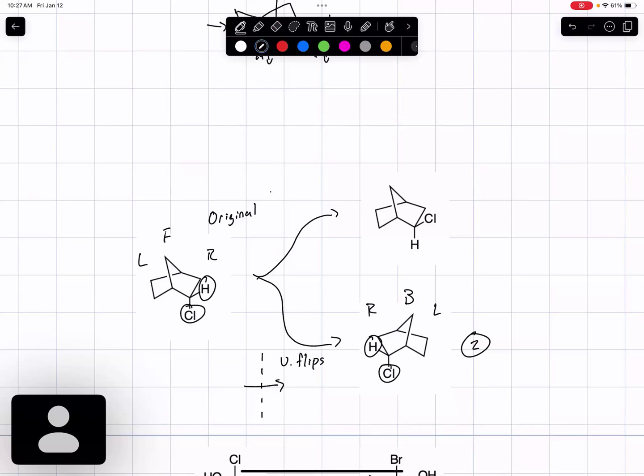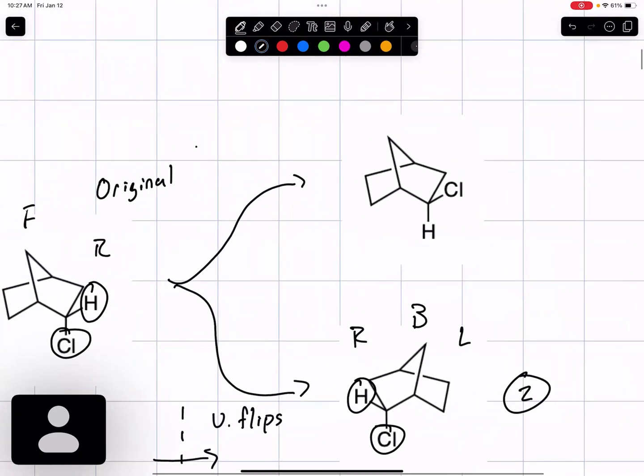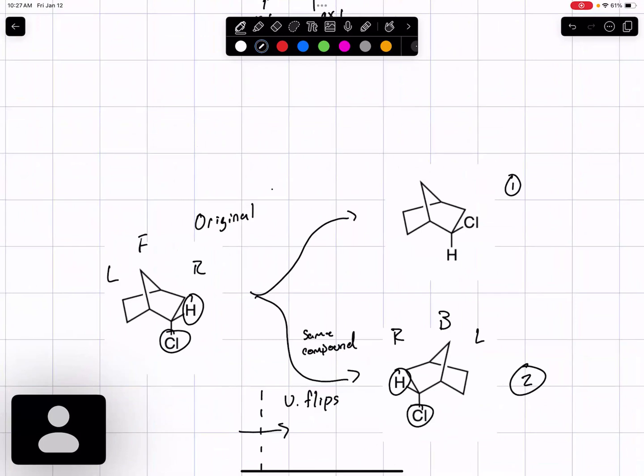Good. Did that make sense? Did that answer your question? Okay. What about this one? So we know that this is the same compound. How about for the first structure? Any ideas?